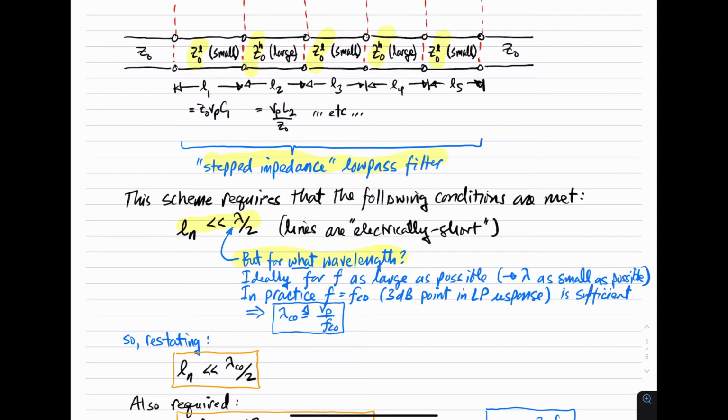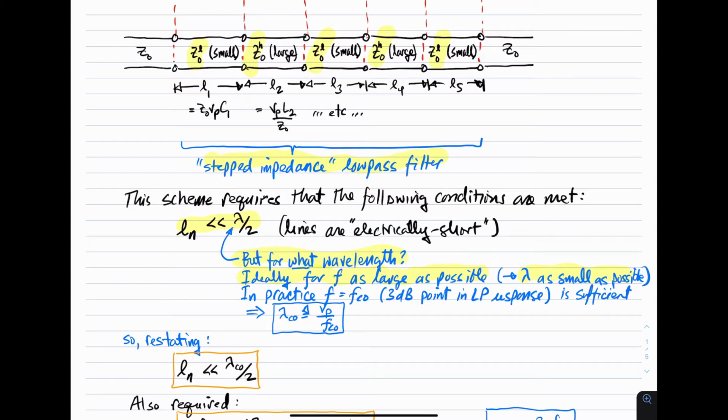Well, ideally, we would like this to be true for frequencies as large as possible. And then we would make sure that this constraint of being electrically short would be true even for the largest frequencies. But in practice, we're going to be designing low-pass filters. And the response in the high-frequency part of the low-pass filter is really not that important. Typically, you want some specific feature in the pass band, and what's happening in the stop band really isn't so important, just as long as it's actually a stop band.